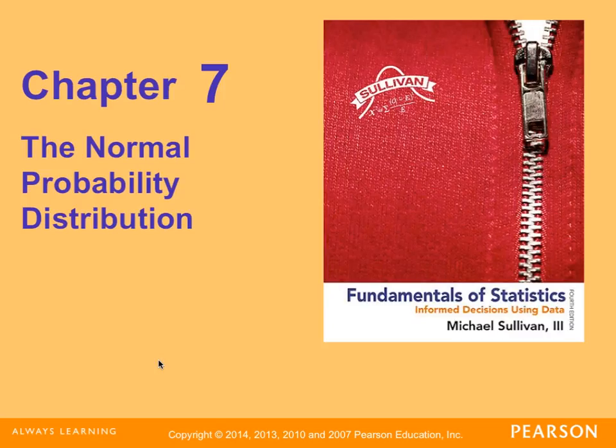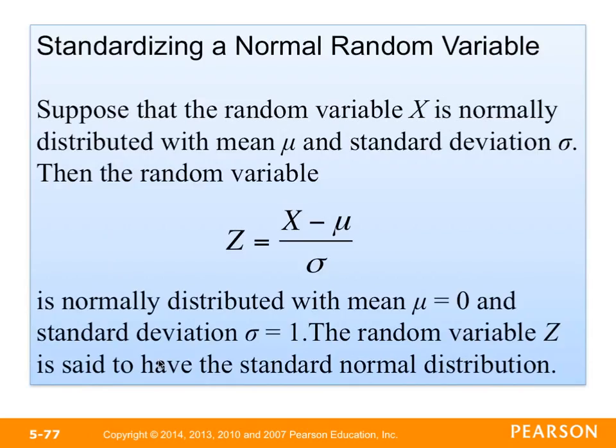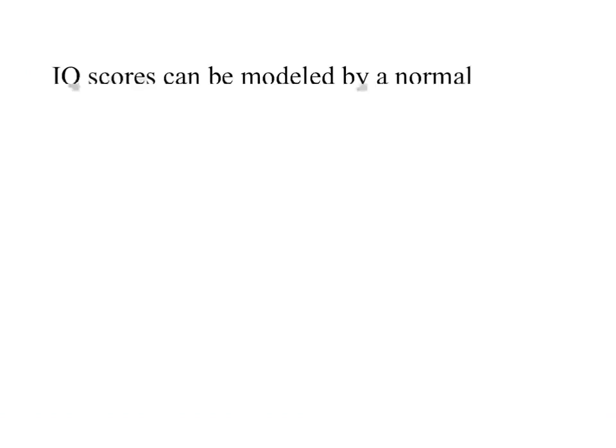Okay, Chapter 7. This is the normal probability distribution. So the most important thing that you're going to be doing in this section is calculating z-scores and then looking them up on the table. So z-score is always calculated by taking x, which is what you're interested in, your data item, and subtracting your mean, and then dividing by your standard deviation. And then once you do that, you're always going to be looking it up on a table.